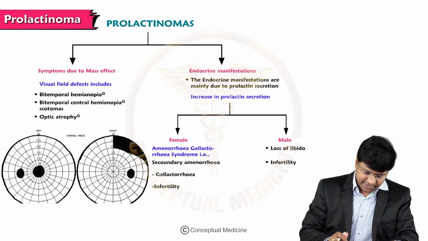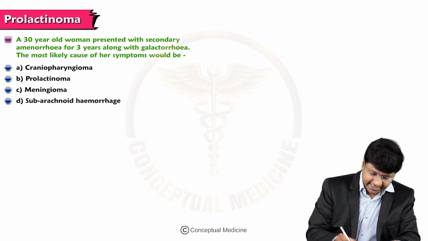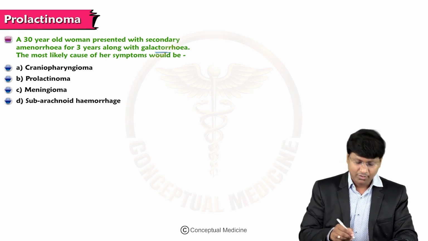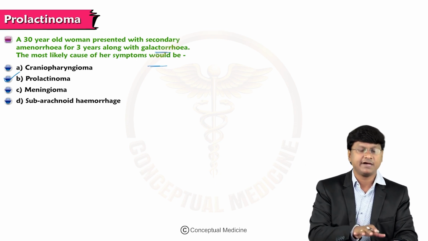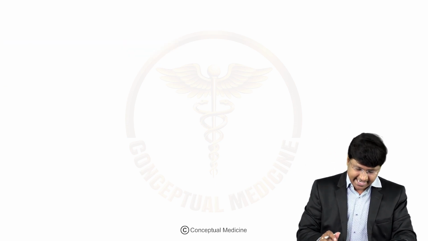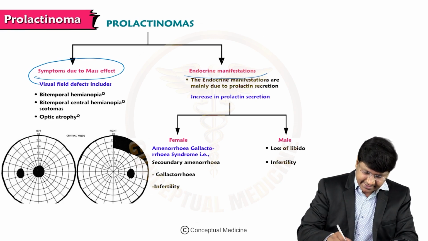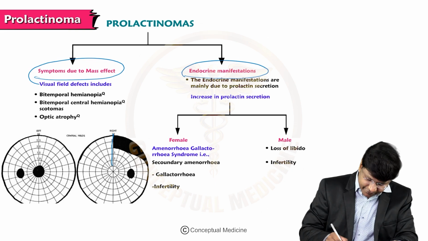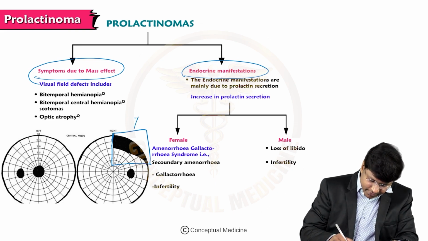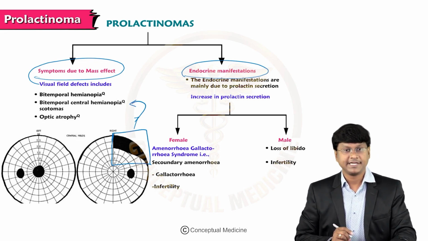Now, going back to the same question, a 30-year-old woman presented with secondary amenorrhea for 3 years along with galactorrhea. The most likely cause of her symptoms is prolactinoma. So now you can correlate after the discussion of the clinical manifestations. And this is the summary, that is symptoms due to mass effect as well as the endocrine manifestations in patients with prolactinoma. And you can see the visual field loss, that is bitemporal superior hemianopia.